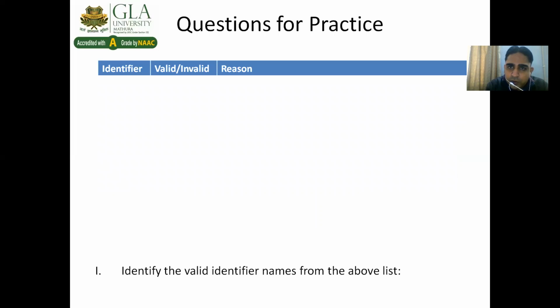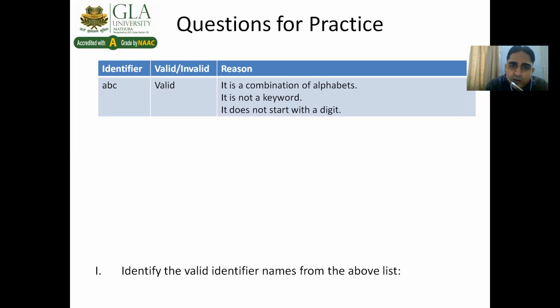Now let's talk about a question for practice. I will be telling you the identifier, and you have to tell me whether this identifier is valid or not, and if it is not valid, then you have to give a reason as well. So ABC. ABC is valid. Why is it valid? Because it is a combination of alphabets, digits, and underscore. Though there are no digits, no underscore, it is not a keyword. It does not start with a digit, right? So it is a combination of alphabets. Sorry, it is not a keyword, and it does not start with a digit. So all three things are satisfied, making it a valid identifier.